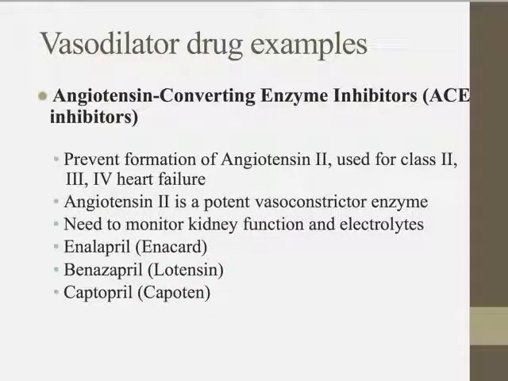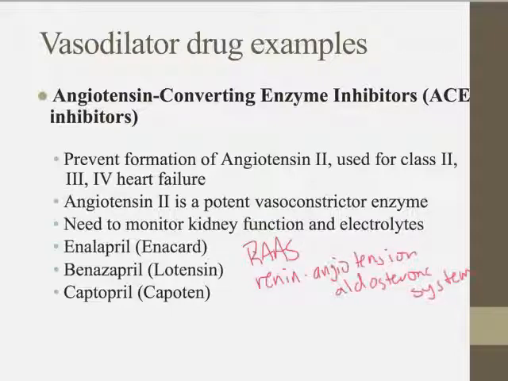So some other vasodilator examples are angiotensin converting enzyme inhibitors, or ACE inhibitors. And ACE inhibitors are a vital component of RAS, the renin-angiotensin-aldosterone system. It converts angiotensin 1 into angiotensin 2, and this is primarily in the lungs. So angiotensin 2 is a potent vasopressor, and it also stimulates aldosterone release from the adrenal cortex.